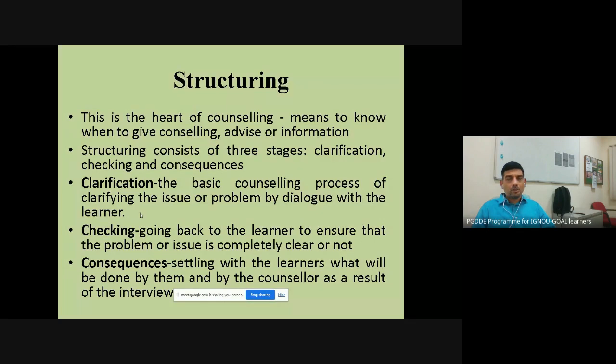Even structuring can consist of three different things: clarification, checking, and consequences. These are the three things that we should take care of while we are talking about structuring.